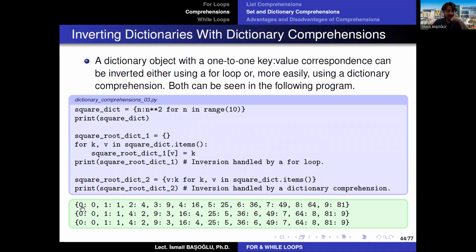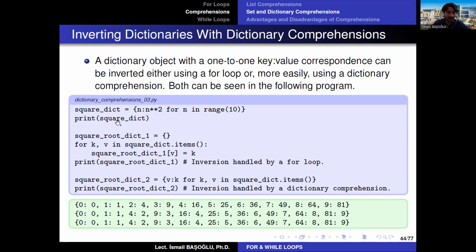So the first dictionary is the square dictionary: 0, 0, 1, 1, 2, 4, 3, 9, 4, 16. It goes like this. And the second dictionary is the inverse of the first dictionary, which is the square root dictionary. The square root of 0 is 0. The square root of 1 is 1. The square root of 4 is 2. 9 is 3. 16 is 4. So this is just an inverted dictionary.